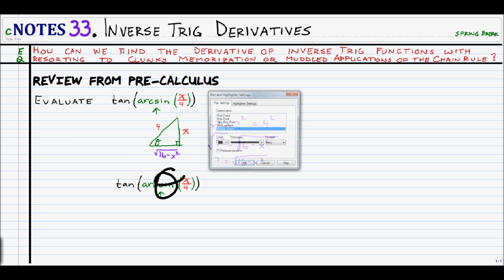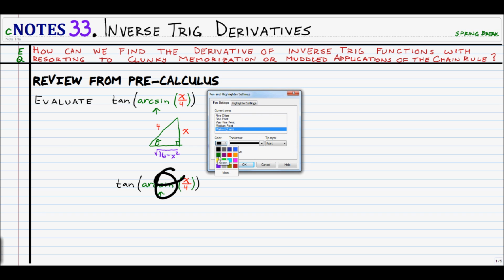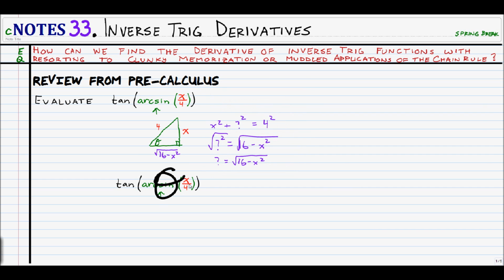Because if we know what the tangent of theta is, we know what the tangent is of the angle whose sine is x over 4. So to wrap this up, we want to know what is the tangent of theta. Well, the tangent of theta, according to our picture, is just going to be the opposite over adjacent, which is also known as x over the square root of 16 minus x squared. So this whole expression, tangent of the arcsine of x over 4, is all equal to, if you can believe it, x over the square root of 16 minus x squared.